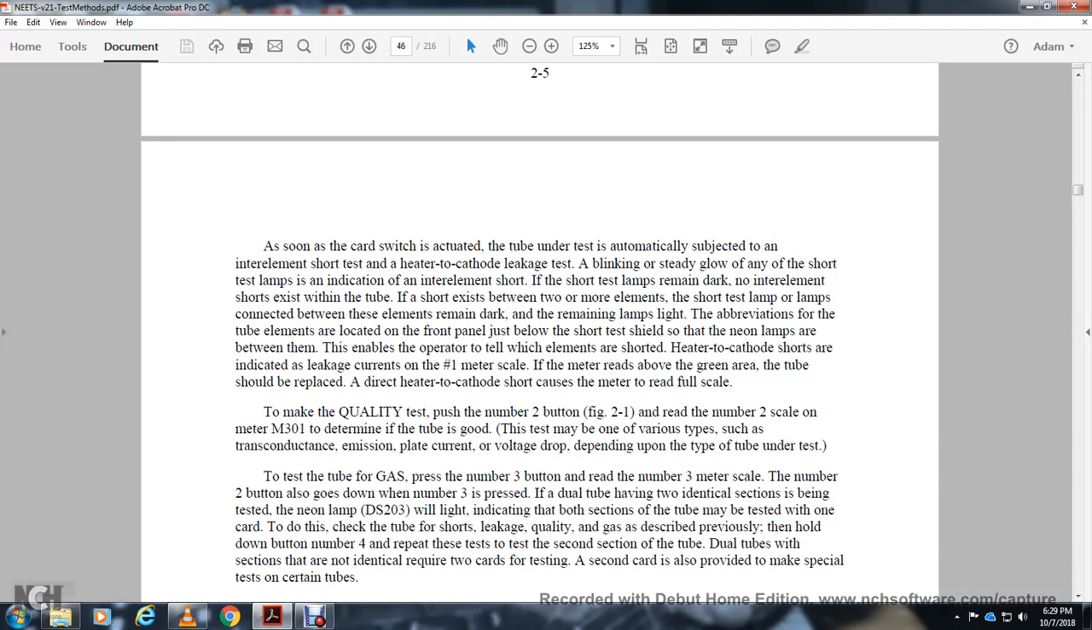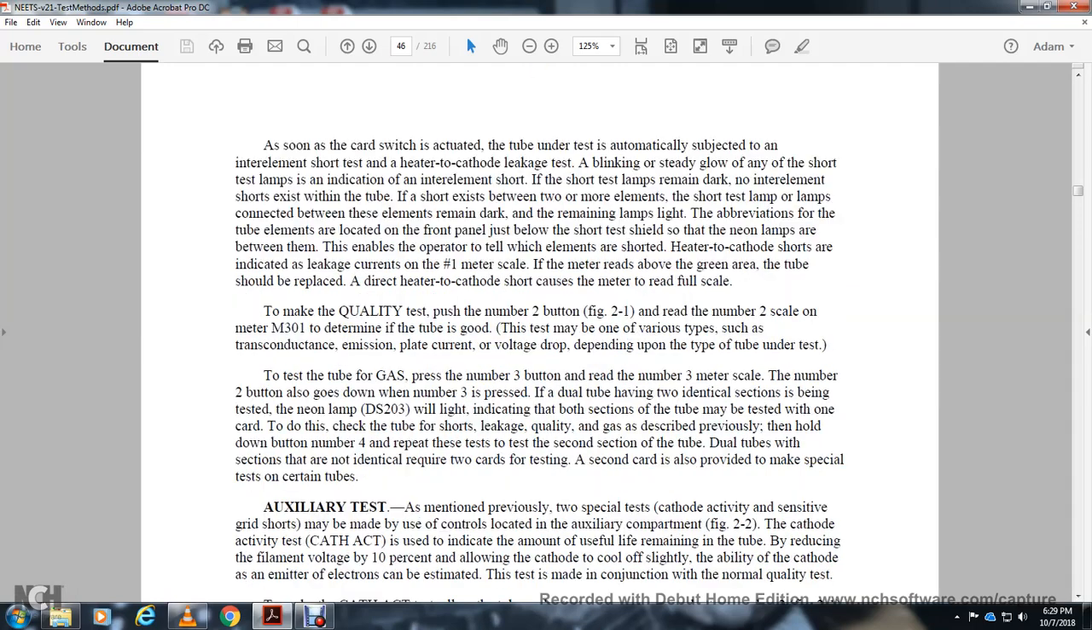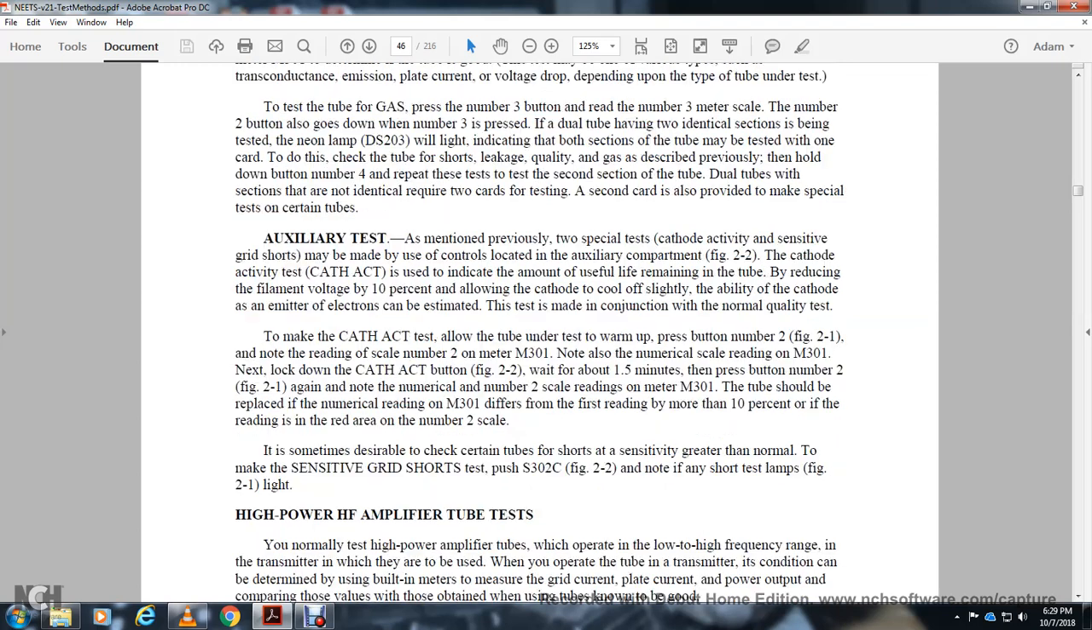The two cards will test tubes with identical sections, and the second card is also provided to make a special test in certain tubes. Auxiliary tests. As mentioned previously, there are two special tests: cathode activity and sensitive grid short, with controls located on the auxiliary component panel.